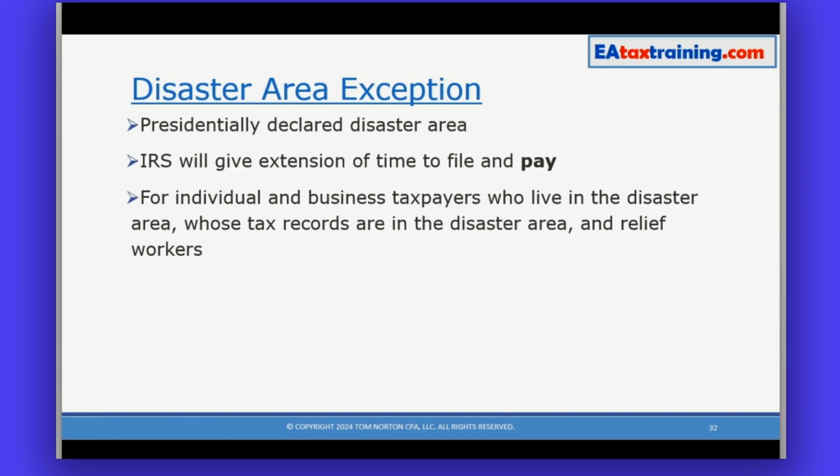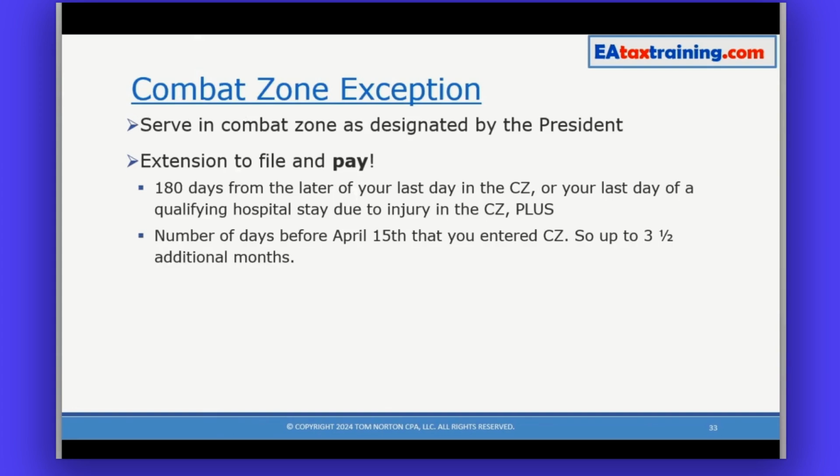Another exception to the April 15th deadline is if you are in a presidentially declared disaster area, then you will get an extension of time to file and pay. So they say, hey, you've got enough problems going on in your life right now. We're going to actually give you an extension for both filing and paying. And this is for individual and business taxpayers who live in the disaster area, whose tax records are in the disaster area, and relief workers who are working in that disaster area. There's also an exception for both filing and paying for those who are serving in a combat zone as designated by the president. They get an extension of 180 days from the later of your last day in the combat zone or your last day in the hospital due to an injury sustained in the combat zone, plus the number of days before April 15th of 2024 that you were in the combat zone.